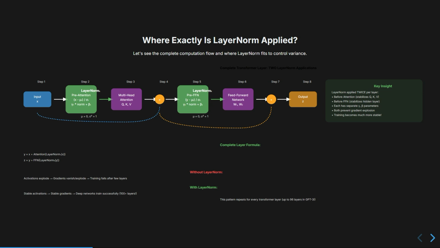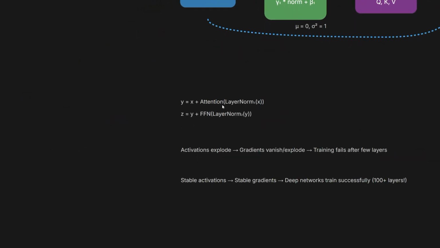So the compute formula shown is: y equals x plus attention layer norm, and then z equals y plus feed-forward plus layer norm. Each layer norm has separate gamma and beta parameters. These are tunable parameters, and these parameters repeat in GPT-3, which has 96 layers or more, or I think it's called 192. As the layer count scales, layer norm operations would be double the number of layers in some shape or form.